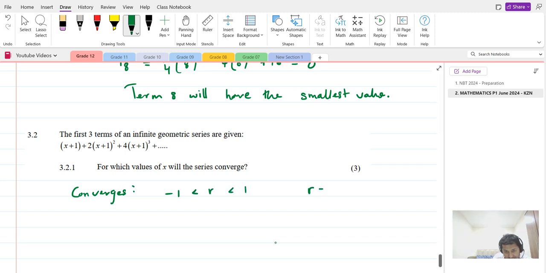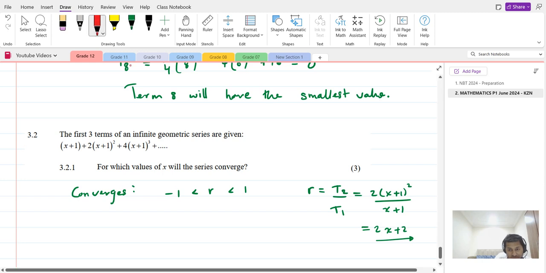So what does r equal? r is term 2 divided by term 1. If you take term 2 and divide it by term 1, you have 2 into x plus 1 all squared, divided by x plus 1. So x plus 1 cancels out. You've got 2x plus 2. That's what we have. So we're going to put this 2x plus 2 inside here.